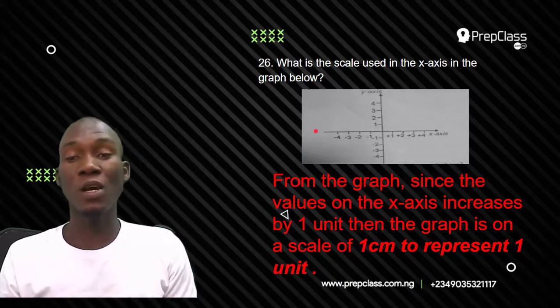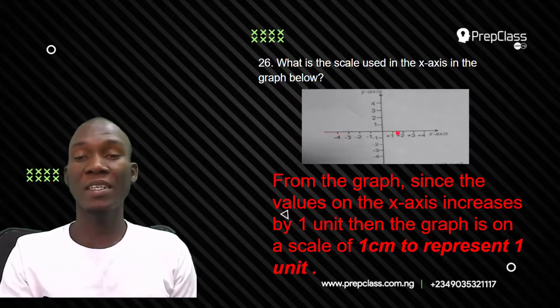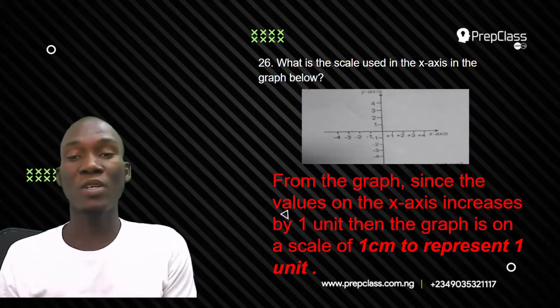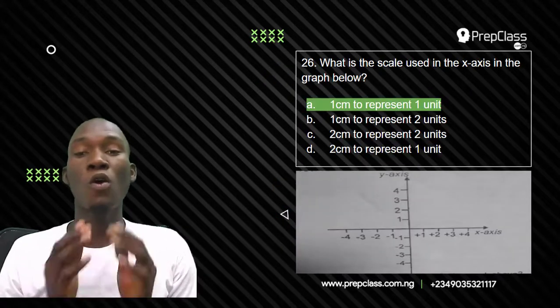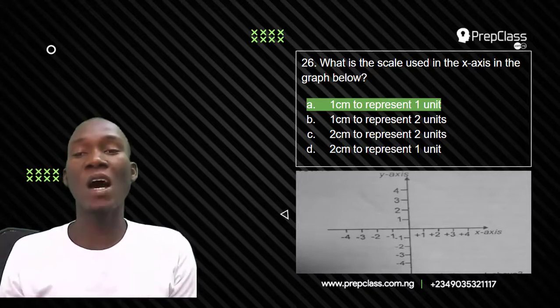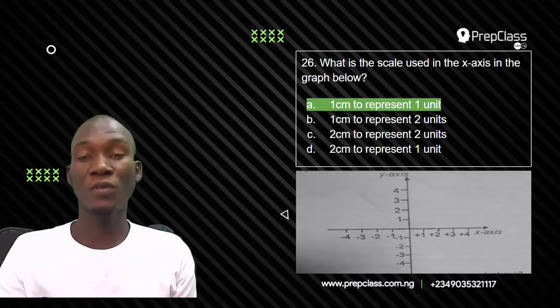So what is the scale used here? Between each number, there is an interval of 1. And because this is not a proper graph book, looking at the measurements, we are going to follow 1 centimeter to represent 1 unit. So in this graph, we are going to pick 1 centimeter to represent 1 unit. That's how we handle such a question. Now we are going to move to the next question.